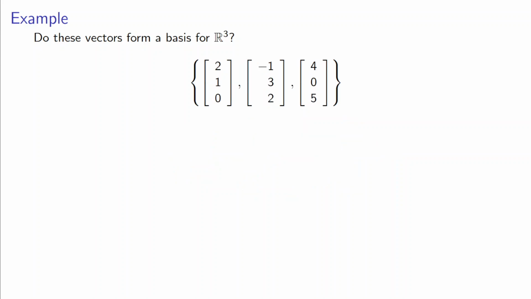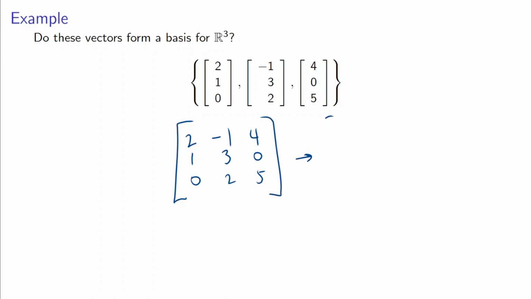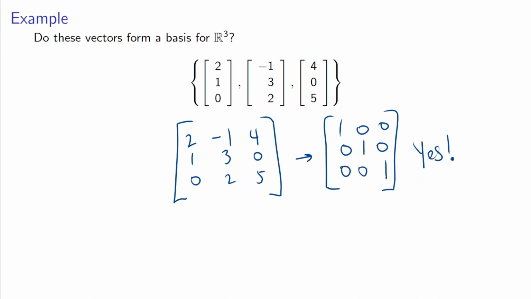Another example of 3 vectors in R^3. Again, put those vectors as the columns of the matrix, and then either do this by hand or use technology or a calculator to row reduce this. We would see that this is, in fact, row equivalent to the identity. So yes, this set of vectors does form a basis for R^3.